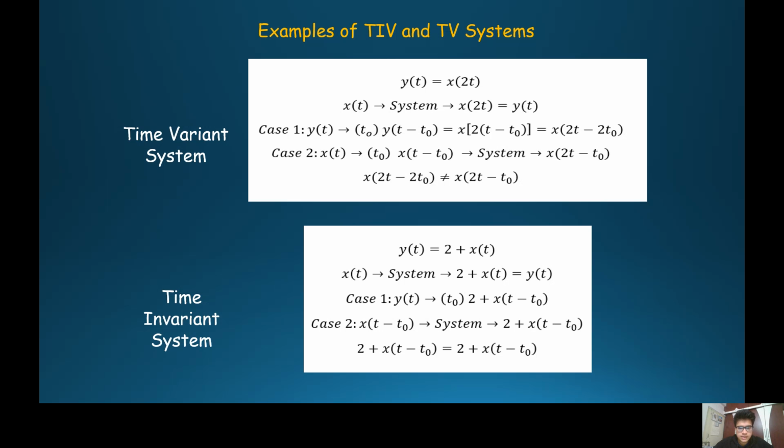And in the second example, the system relationship is y(t) equal to 2 plus x(t). x(t) when fed to the system gives 2 plus x(t) as output, and now this output is delayed by time t naught to give us the final output as 2 plus x(t minus t naught). In the second case, we delay the input signal to get x(t minus t naught). Now this is fed to the system, and the final output is 2 plus x(t minus t naught). Since the output of both the cases are equal, we say that this is a time invariant system.